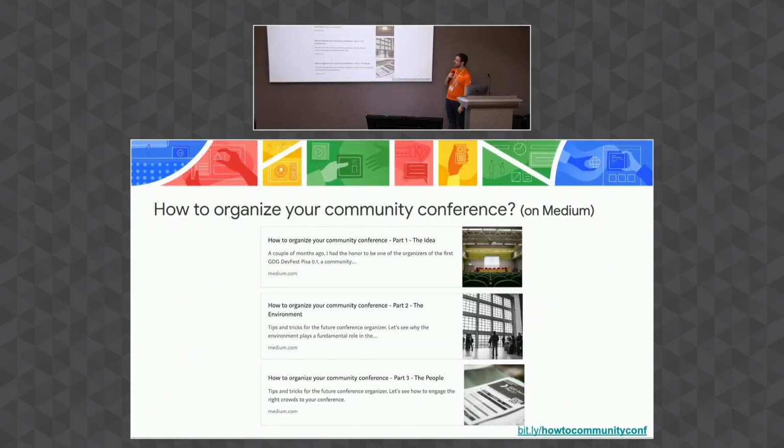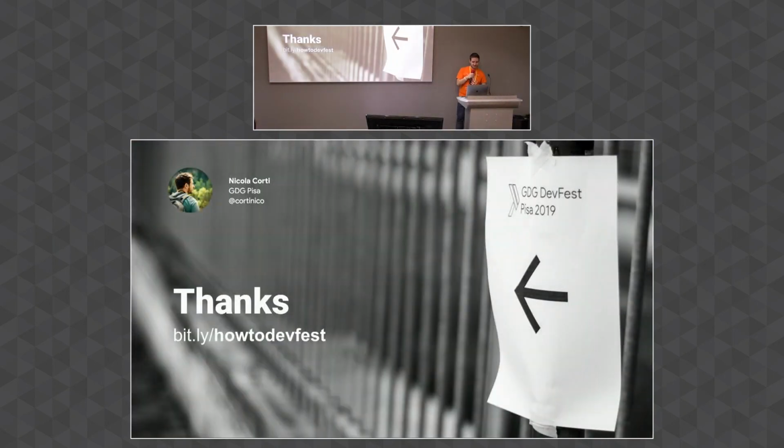That's all I had. I actually wrote some blog posts about this. You will find them on Medium, on how to organize your community conference. There are 3 parts: the idea, the environment, and the people. They are there, under how to community conf. And it's basically the thing that I said today, a bit more detailed. And with that, that's all I had.